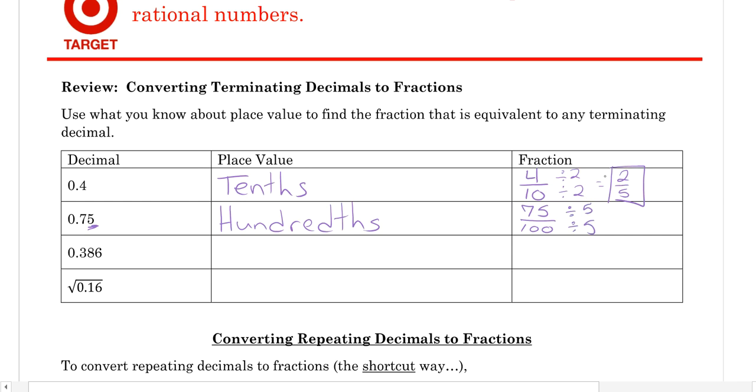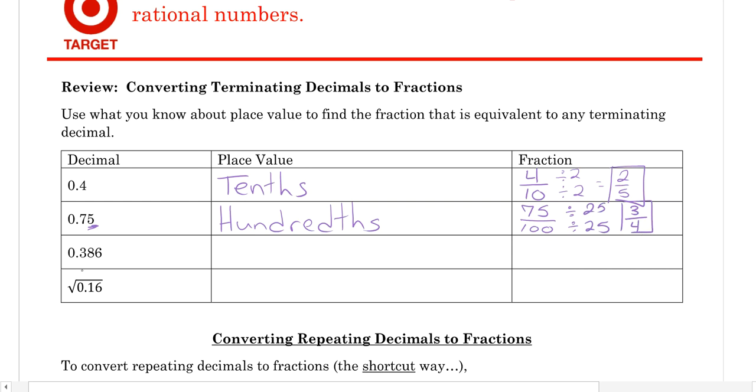And 75 divided by 5 over 100 divided by 5, and even now as I'm saying this, 75, if we think money, I could divide by 25. And that will get us to our simplest form even sooner. So 75 divided by 25 is 3, and 100 divided by 25 is 4. So we get our simplified fraction of 3/4.